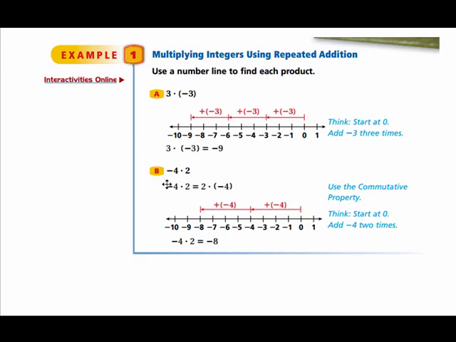Example B, negative 4 times 2. Here we have 2 groups of negative 4. Starting at 0, here's our first group of negative 4 and our second group of negative 4. That leaves us at negative 8. Negative 4 times 2 is negative 8.